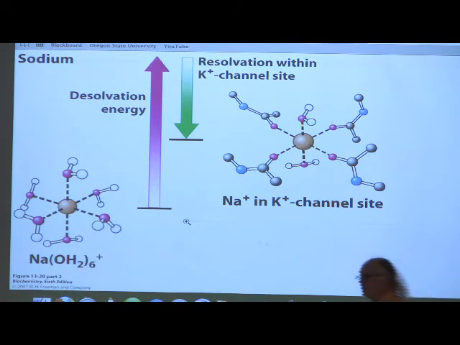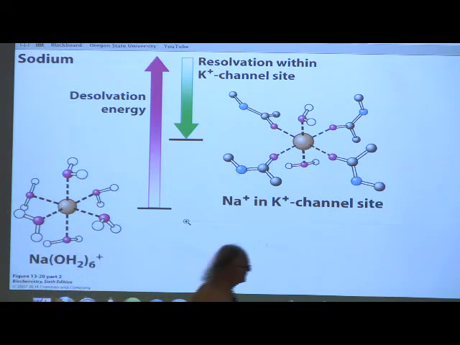Yes, Danielle. So just to clarify, before they pass through this channel, they have waters attached to them. The waters have to come off. They go through the channel, and while they're in the channel, waters come back on. That's right. So the geometry of that channel is critical to this process.